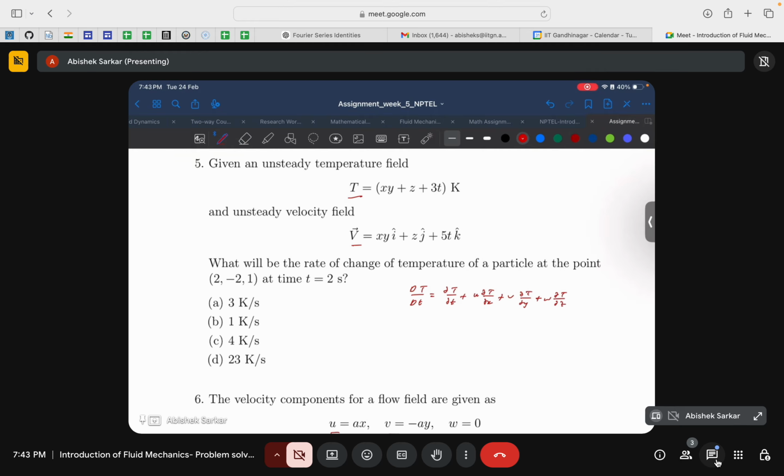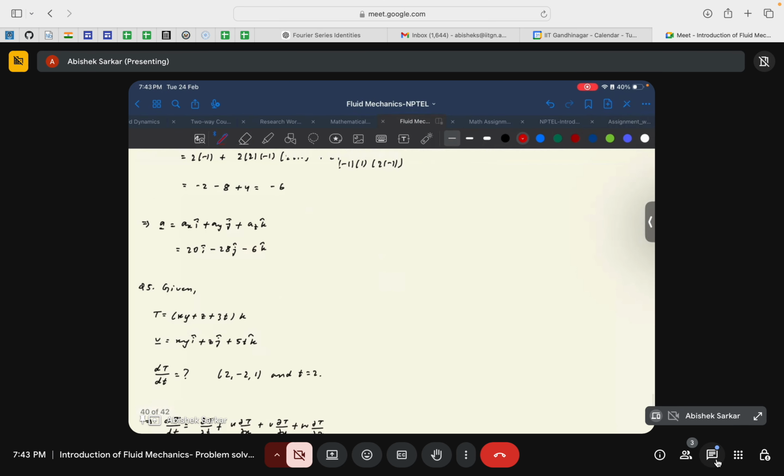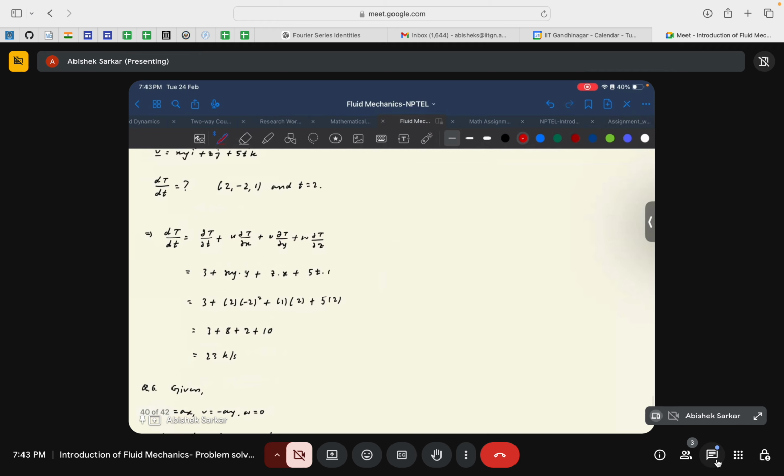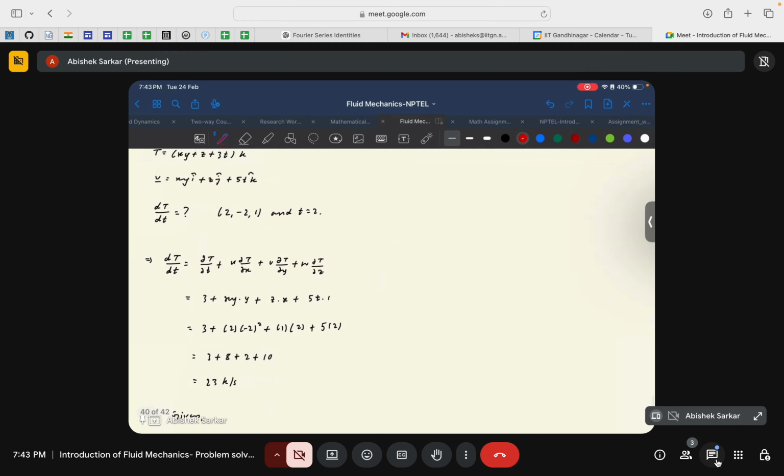So if you do the substitutions here, if you go back, you will get the answer to be something like this. You will get the answer to be 23 Kelvin per second. Exactly the same as what we have done in the previous question. So I skipped it thinking that it's the same, but if you have any doubt, you can just see it here. The answer is 23 Kelvin per second.